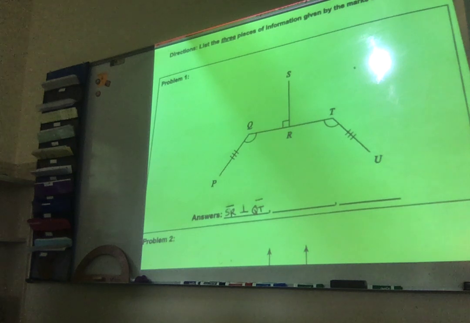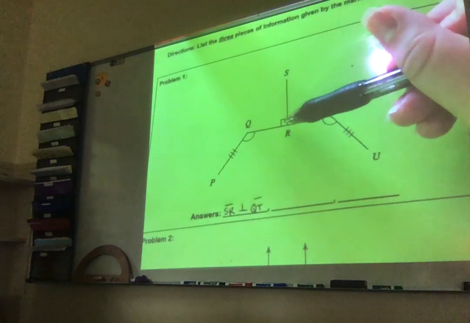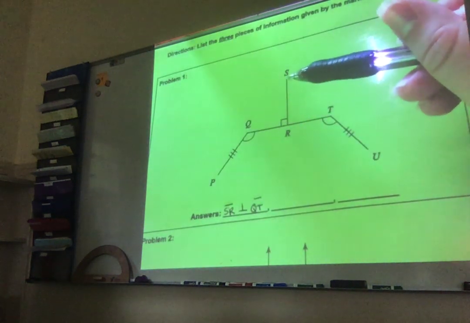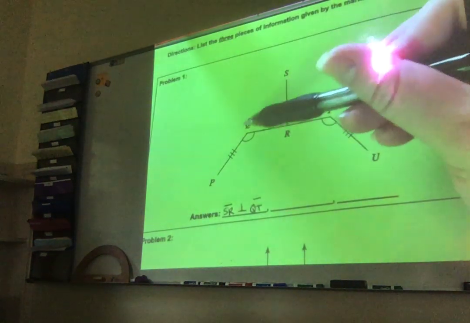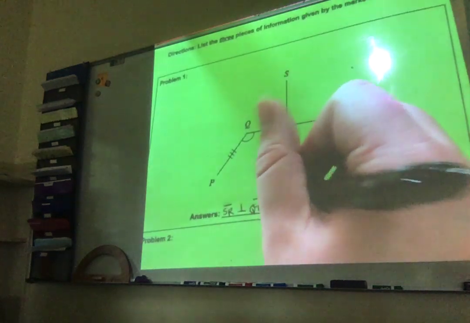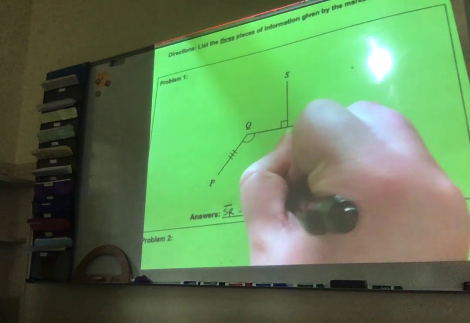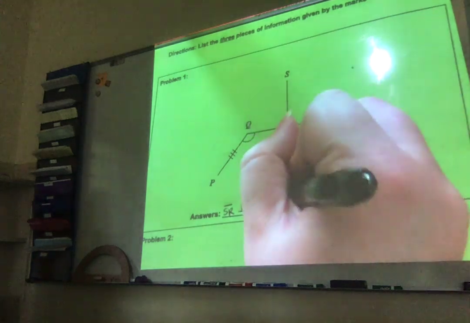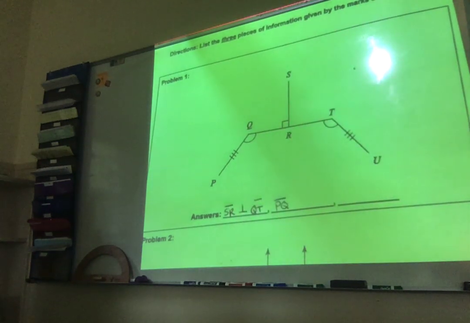Alright, Max. What other symbols do you see that we can write a statement about? So which ones did we just do? We just did the right angle one. So line segment SR is perpendicular to line QT. Okay. So PQ? PQ, okay. Is that a line segment or a line or what is it? I think it's a segment. It is. Good job.